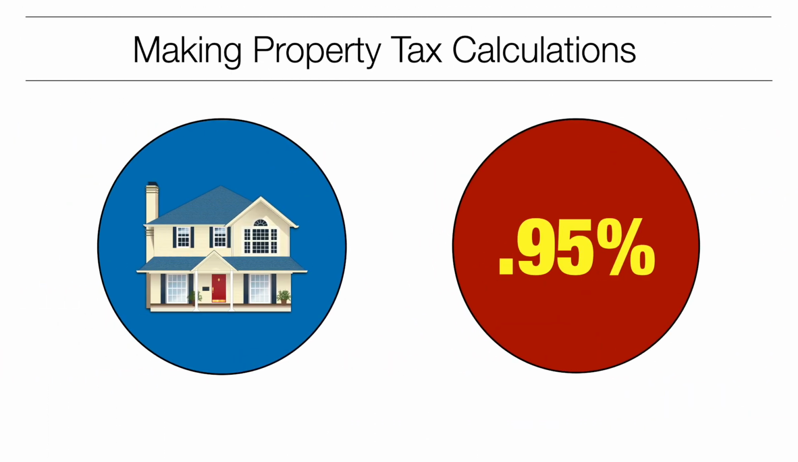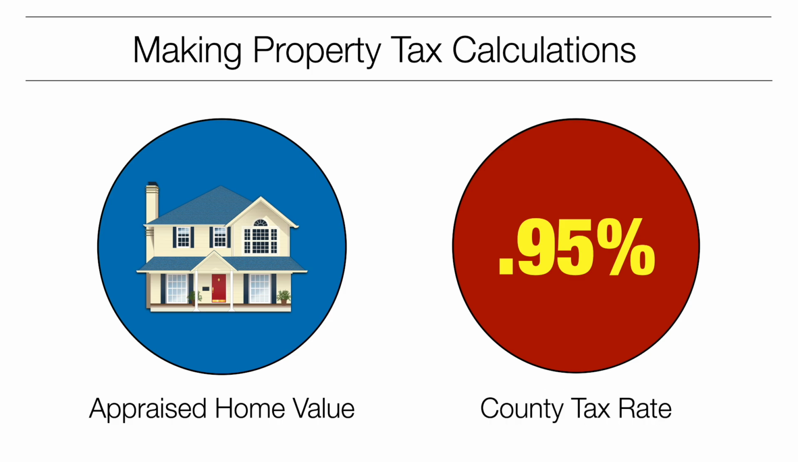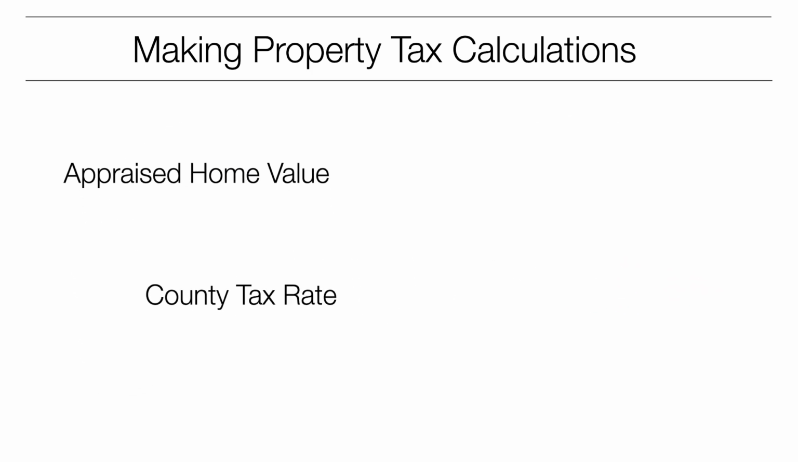Now let's jump into those property tax calculations, and you only need to know two things: your appraised home value and what your county tax rate is. Then you multiply your home value by your county tax rate multiplier. Not your county tax rate, but the multiplier that you find. Again, we'll figure out how to do that real quick.